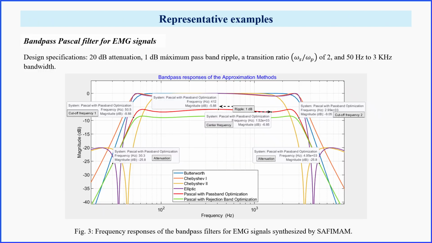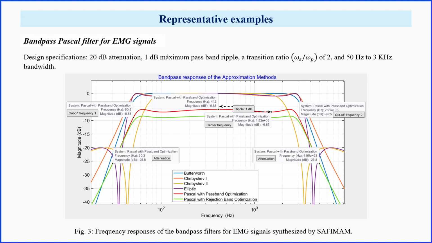To validate the results of the SAFIMAM GUI, filter synthesis is presented for 2 technologies, including both simulation and experimental results. The first example is a Pascal active bandpass filter optimized for the stopband for EMG signals, with a frequency range of 50 Hz to 3 kHz, using a bandpass prefilter with 20 dB attenuation and 1 dB maximum ripple.